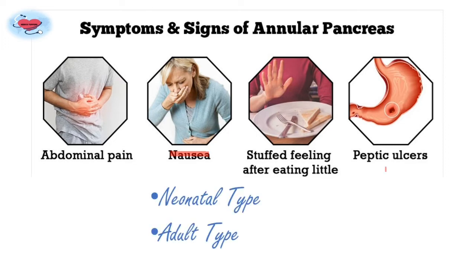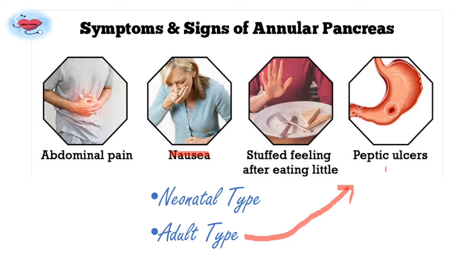In neonatal type, they will present with the symptoms of intestinal obstruction. In adult type, it presents after the age of 20, and they will present with the features of duodenal ulcer and bilious vomiting and so on. Here the investigation to be done is plain X-ray abdomen.